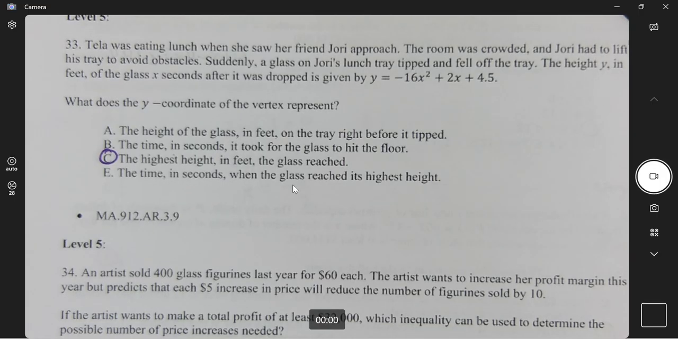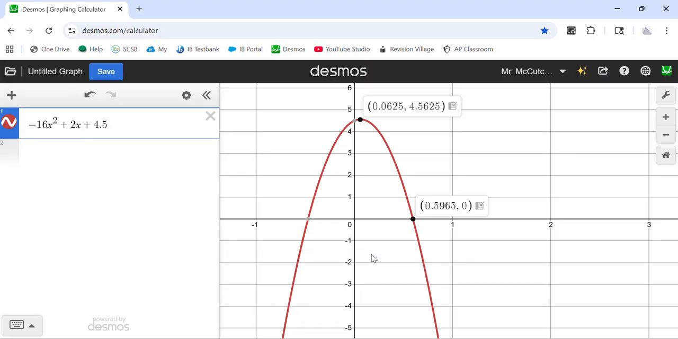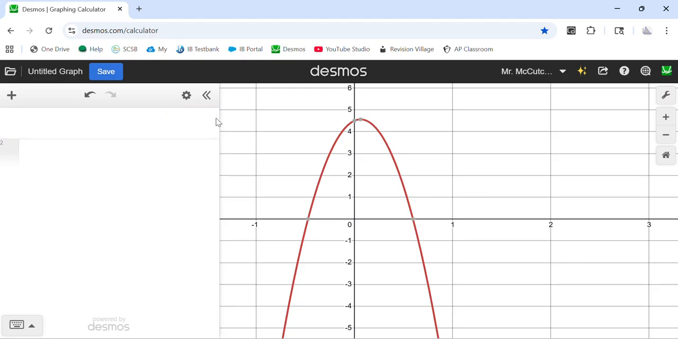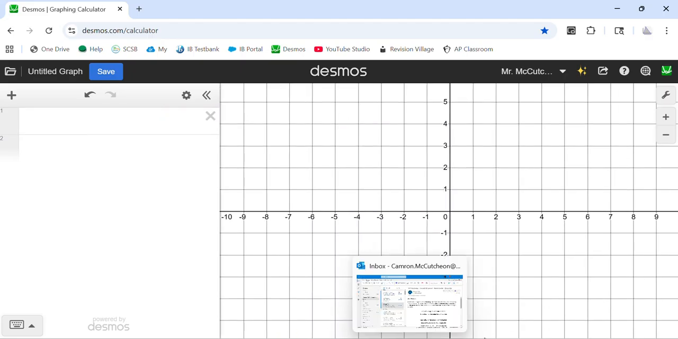The time in seconds when the glass reached its highest height. Well, time is an x, so that is this value. But anyway, it said the y value of the vertex. I just wanted you to see what they all were. And we go home. There we go. Okay.